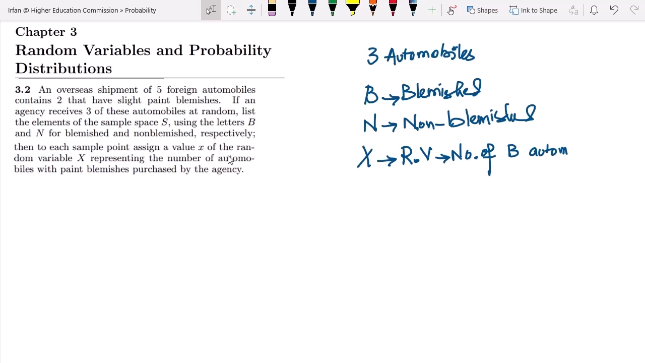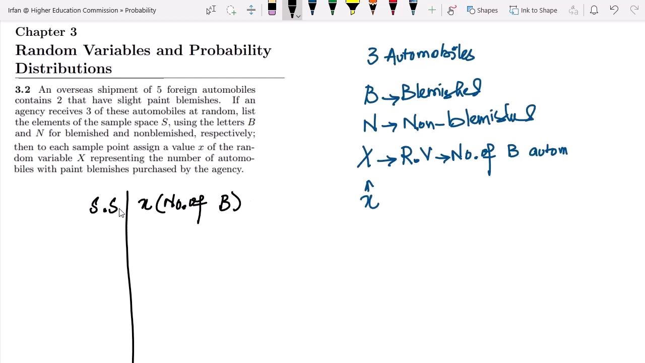So now here we have to find the number x which represents X, okay. So here we have to write them as well, okay. So let me write them here as well. So here first we will write the sample space or the combinations, total combinations we will have, and here let me write the value of x. So what is x? The number of blemished, okay.